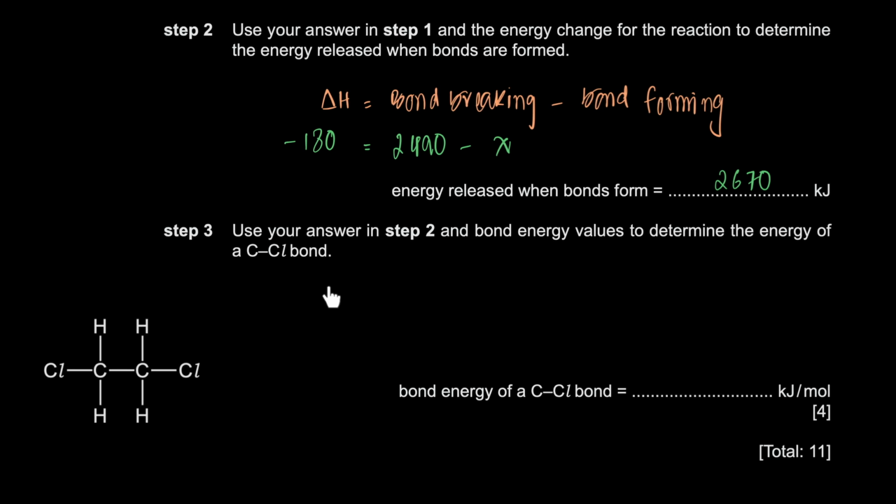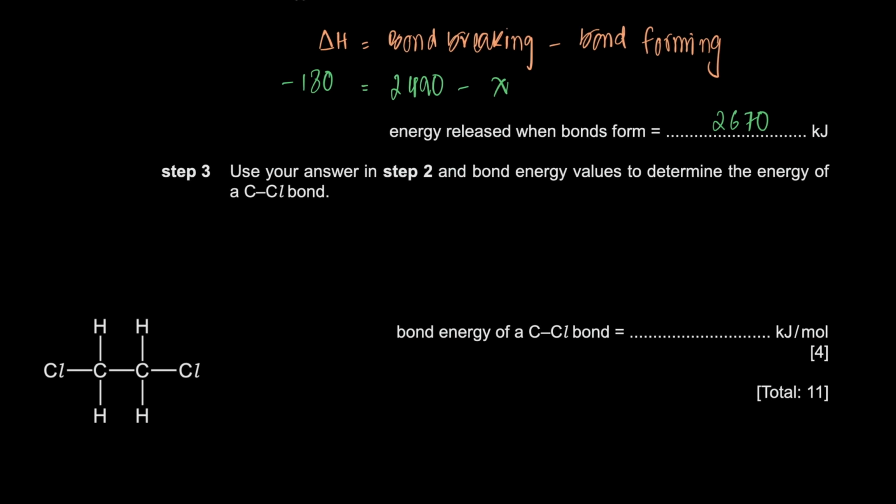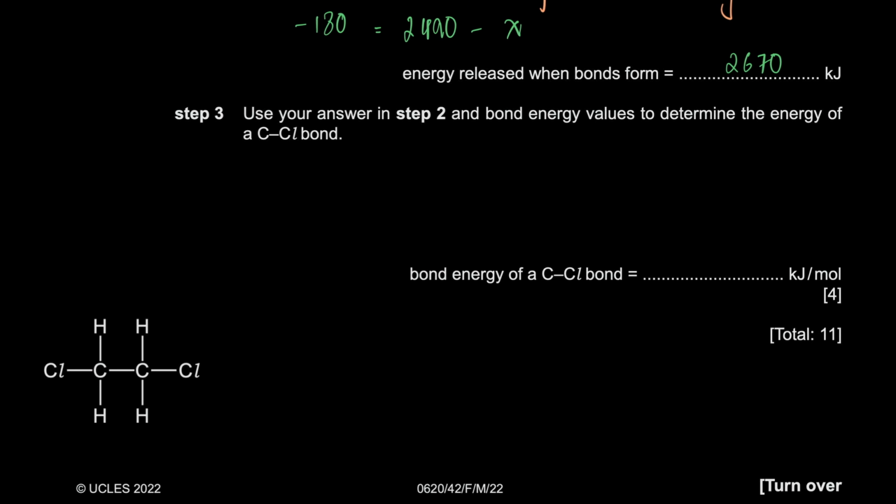All right, the next step is use your answer in step 2 and bond energy values to determine the energy of the CCl bond. So let's give ourselves some room like that, right? And so I've put the molecule over here so we can just analyze it. We know the energy released from when the bonds are formed, right? So what bonds are being formed? Well, it's the molecule on the right hand side, again, that has been redrawn over here, and all of these bonds are formed. So let's figure it out.